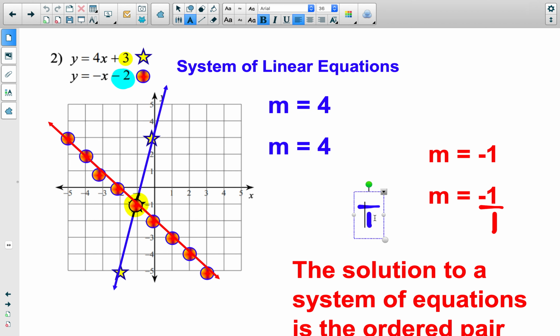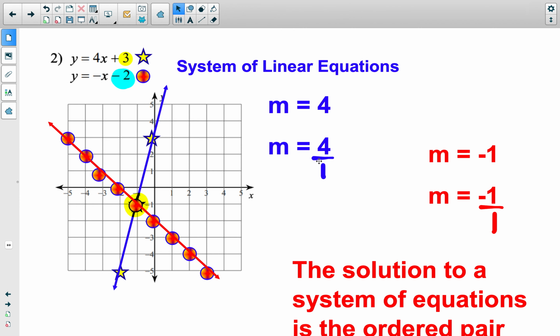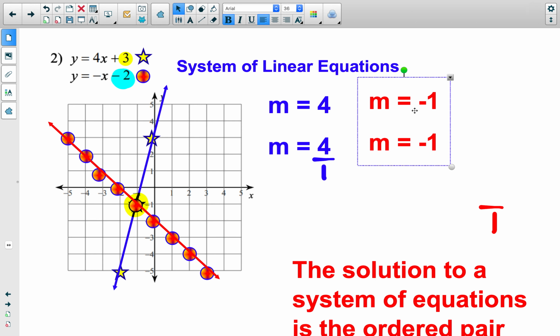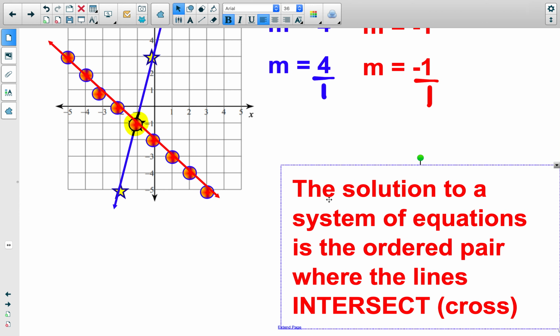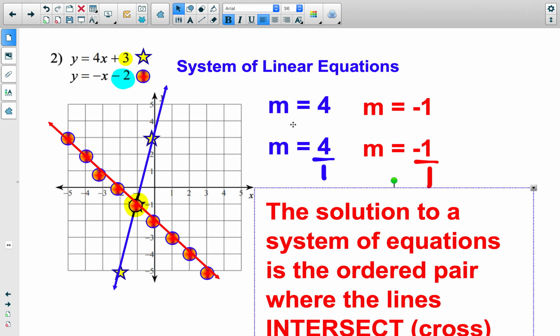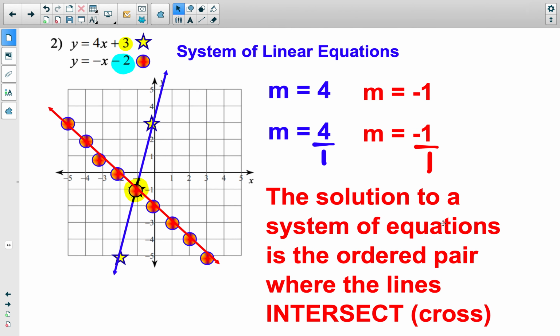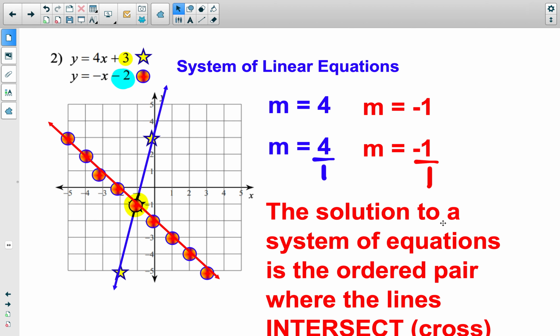So what we're trying to figure out is, to solve a system of equations, we need to know, where do the two lines meet? Where do they intersect? Where do they cross? What is that ordered pair? Sometimes they won't intersect. And we will get to that more when we get deeper into systems of equations. But this is just a brief introduction using what we know about graphing lines to find the solution to a system of linear equations graphically.